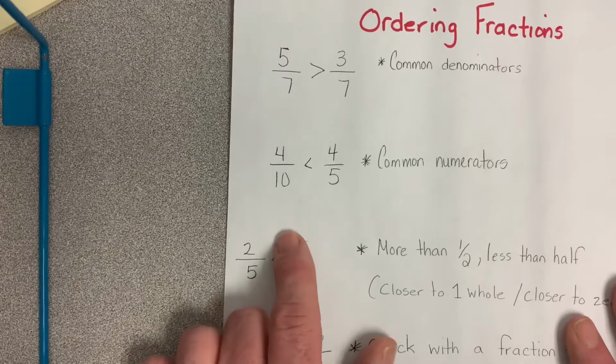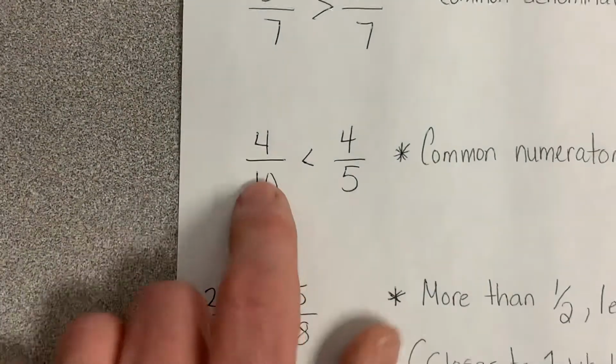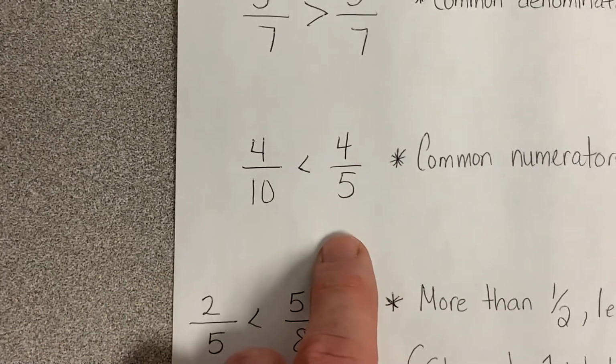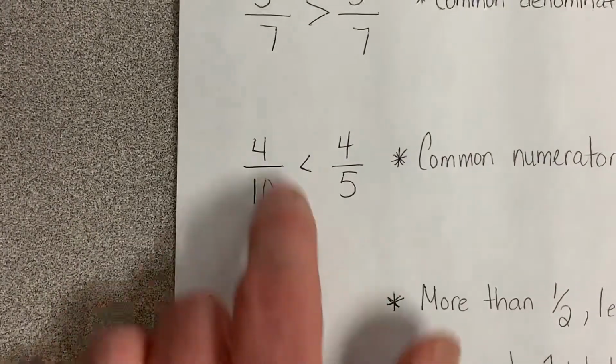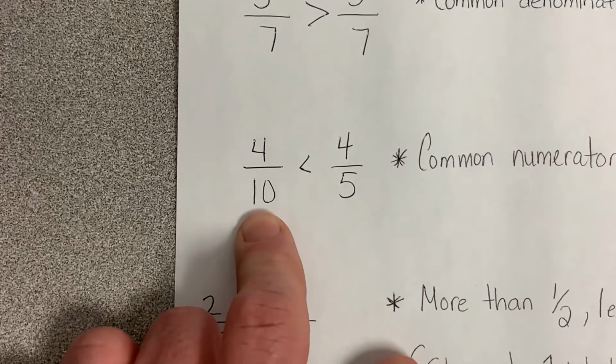Then we looked at what we can do when we have common numerators. So I have 4/10, and I'm comparing it to 4/5. We talked about how because 4/10, you're going to have smaller pieces.